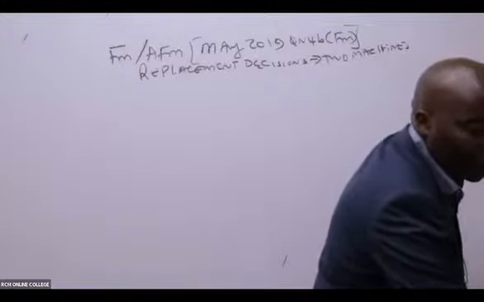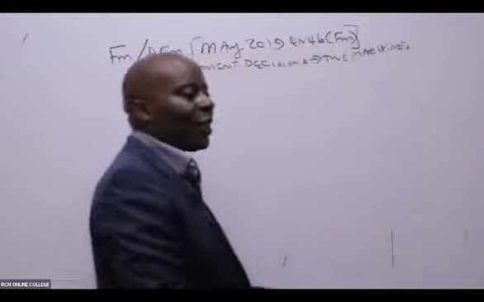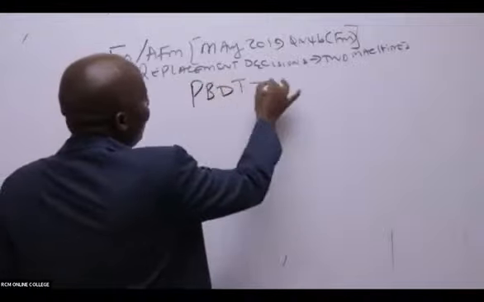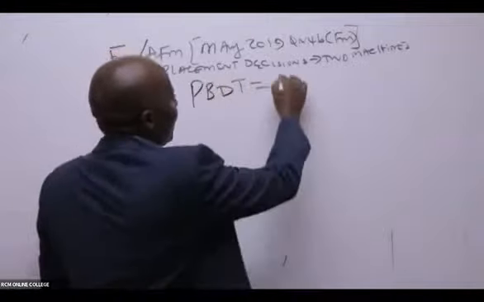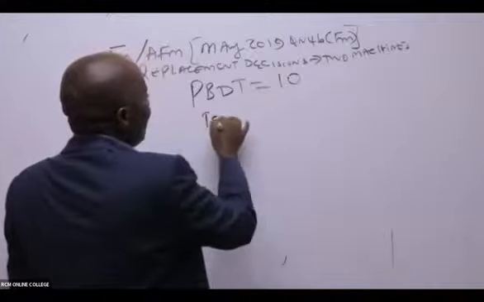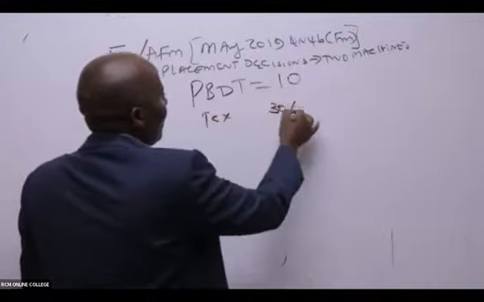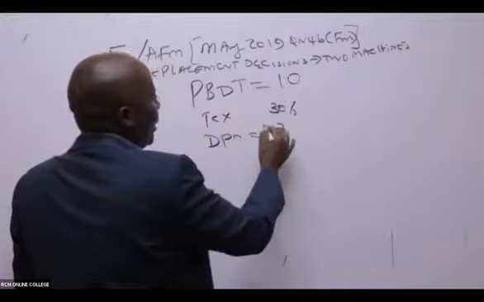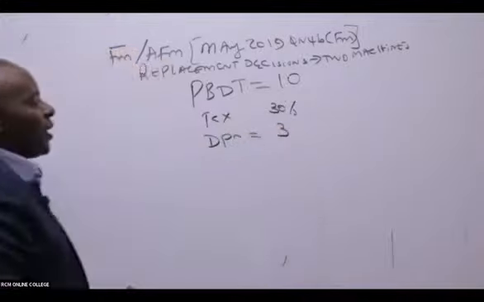But before I start doing it, I would want us to remind ourselves here. If you are given profit before depreciation and tax of say 10, and then we have tax of 30%, and then they have given us depreciation of say 3.